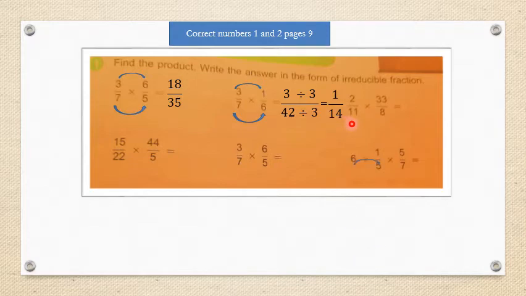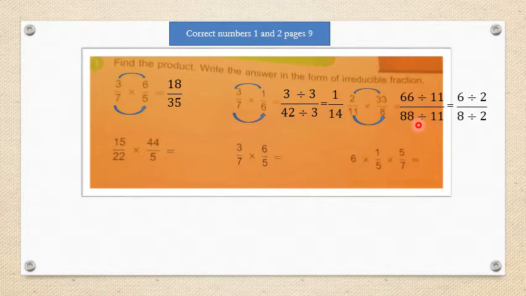Here we have 2 over 11 times 33 over 8. We can say that 33 and 11 are both divisible by 11, and divide, then multiply the other numbers. Or simply I can say that 2 times 33 is 66 and 11 times 8 is 88. Here 66 and 88 are both divisible by 11, so the answer should be 6 over 8.